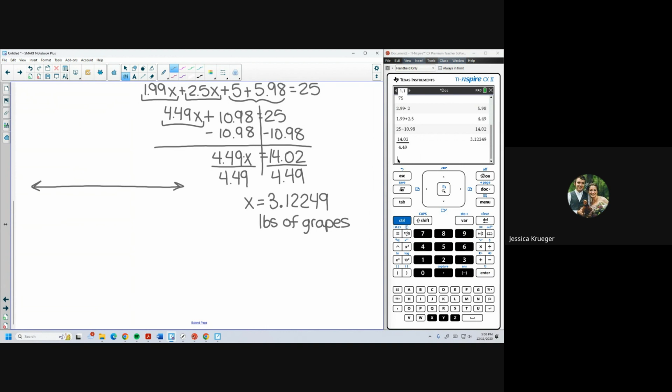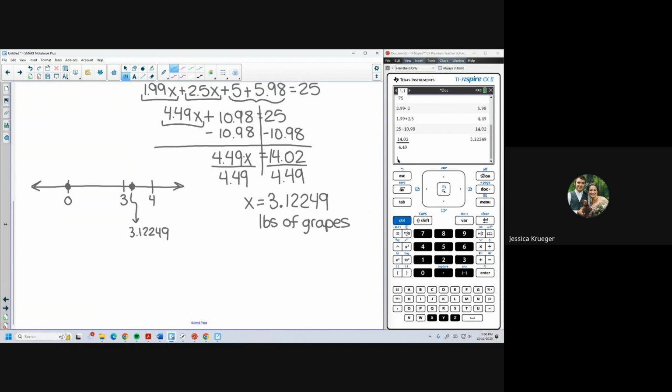Now, let's think a minute. Can I buy fewer than 0 pounds of grapes? I don't think so. 3.122 is between 3 and 4. It's just barely above 3. So if this many pounds of grapes is exactly 25, am I going to be able to buy more than that and stay within my budget? Probably not. So I think this is my maximum number of pounds.